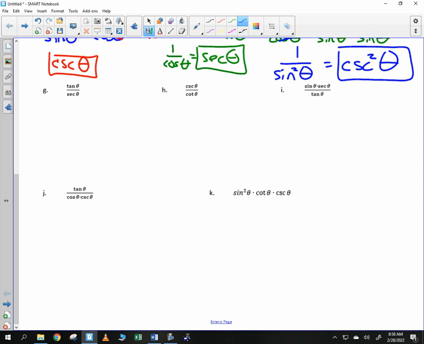You're dividing. Yep. So I'll write tangent as sine over cosine. And then what about secant? How do I rewrite that? 1 over cosine. I don't ever divide fractions. What do you do instead? So I will multiply by the reciprocal, which would be cosine over 1. What happens? Cosines cancel, leaving me with sine of theta.